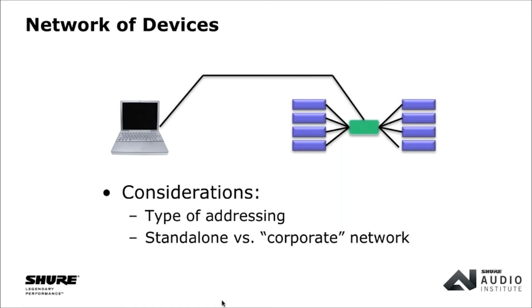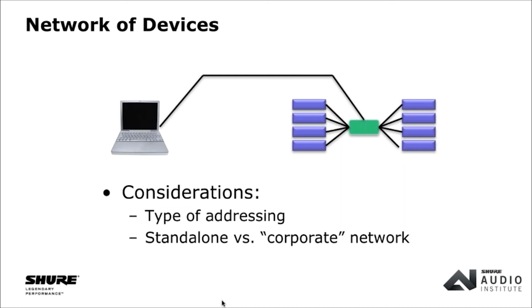Remember, your computer is effectively another network appliance, same as a wireless receiver or any other networked thing. And then the last consideration you want to have is, are you connecting your computer to devices standalone on a local network, or are you a part of a larger corporate network? If the former is the case and it's just a standalone network, you can be a little bit more fast and loose with how you address all your devices and hook things together.